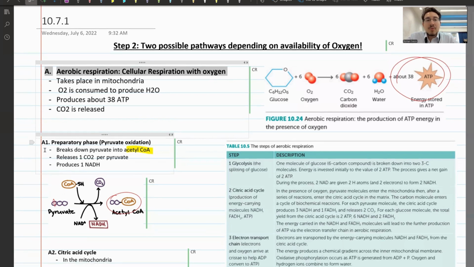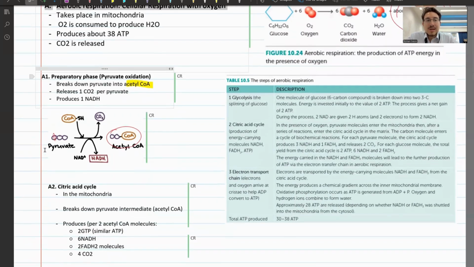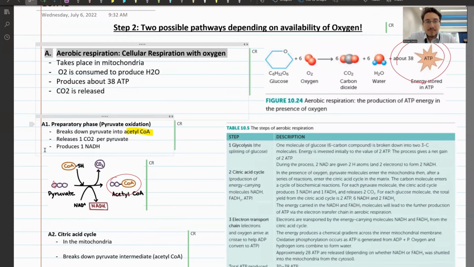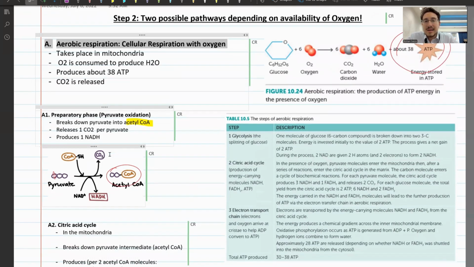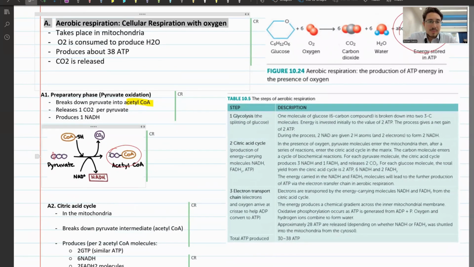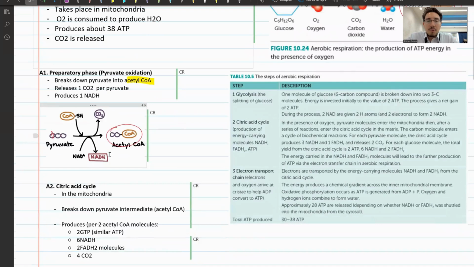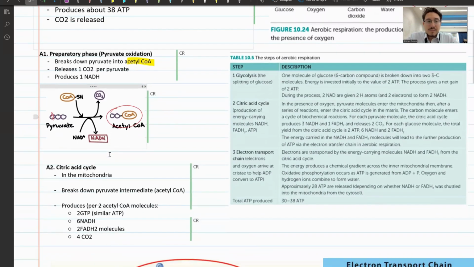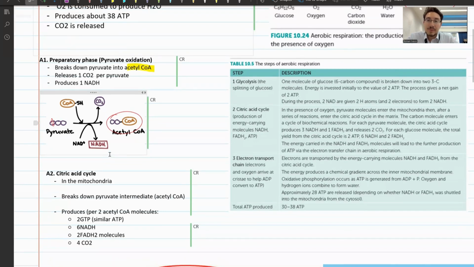Before we get into the next stage of aerobic respiration, which is the citric acid cycle, there's a little prep phase that I notice not a lot of books talk about. Before pyruvate gets into the Krebs cycle in the mitochondria, it actually needs to be groomed, cellular grooming, molecular grooming. Pyruvate needs to get a little bit smaller. Pyruvate actually breaks down into acetyl-CoA.